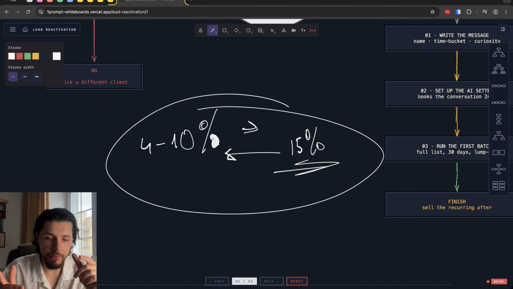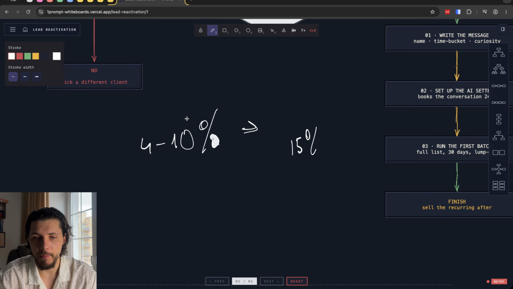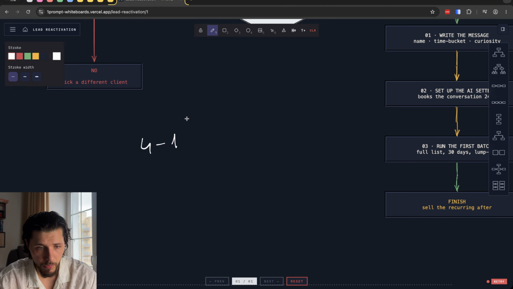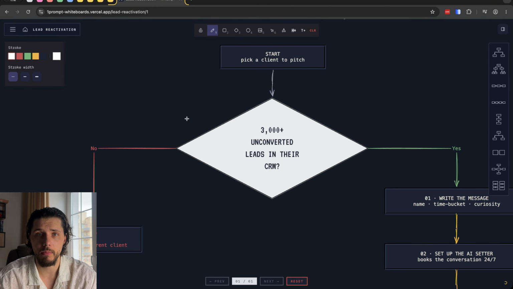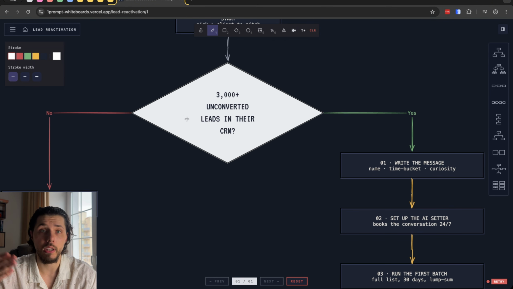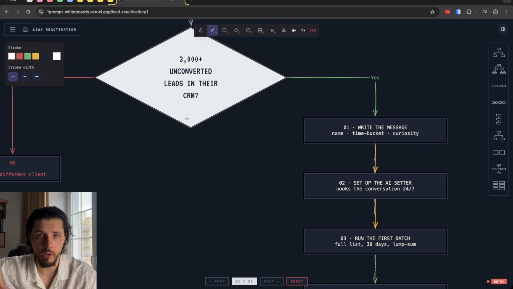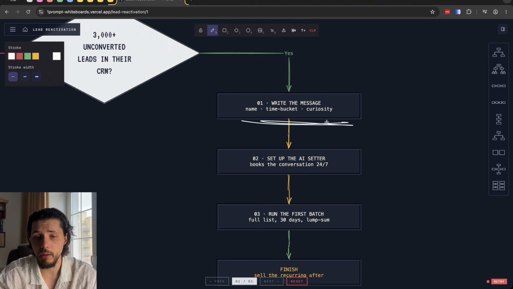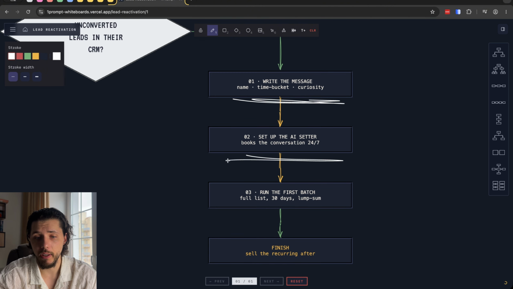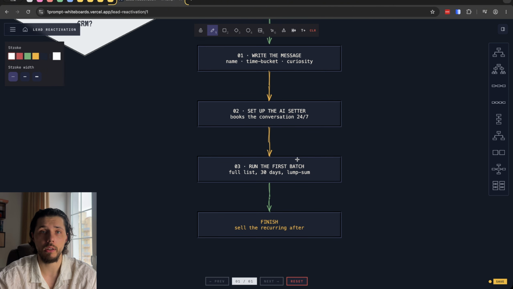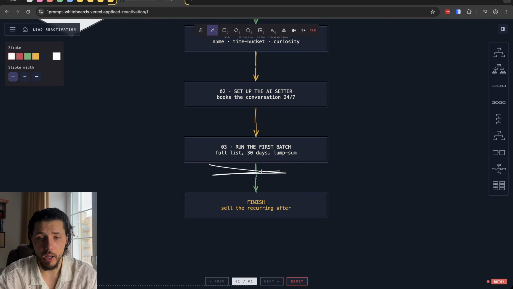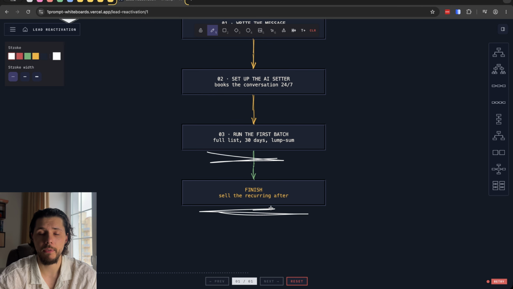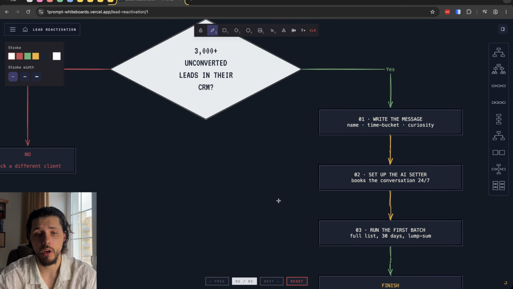Okay, so you recalculate this before going to the business and pitching them how much it's going to cost. Understand if this is going to be worth the value, and then you can go backwards and understand how much you should charge. But if yes, again, write the message, set up the AI setter if you're going to be doing that, or prepare the human setters, run the first batch, the full list, 30 days, lump sum, and then finish by selling the recurring offer.